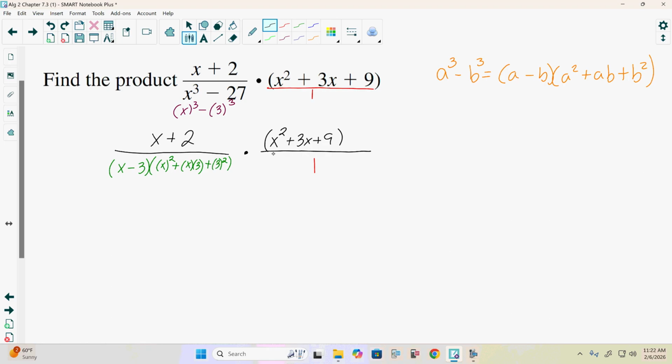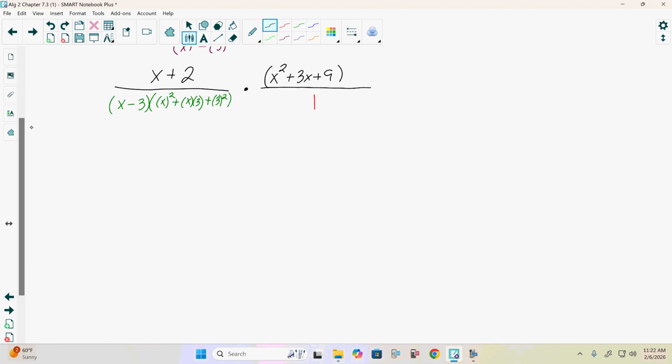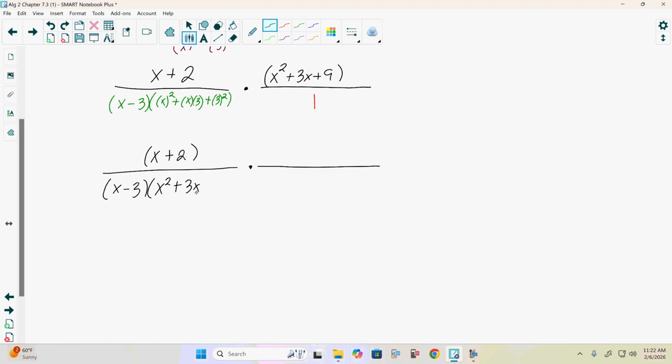And especially if we have a sum or difference of perfect cubes, there's a good chance that that quadratic, the x squared plus 3x plus 9, is going to show up in that sum or difference of two cubes. And once we finish simplifying the denominator here, we get x squared plus 3x plus 9. On top, we do have the x squared plus 3x plus 9 all over 1. Questions on this here?